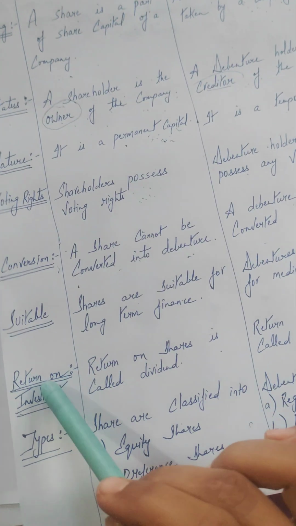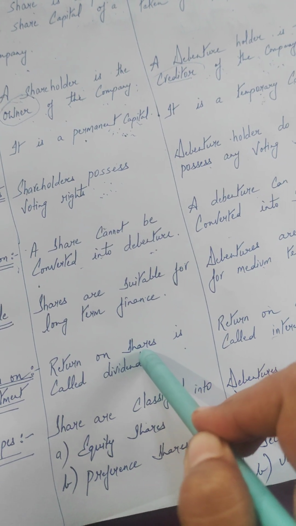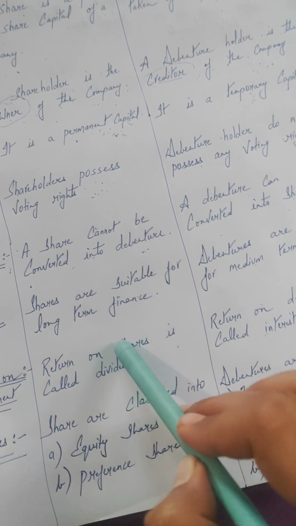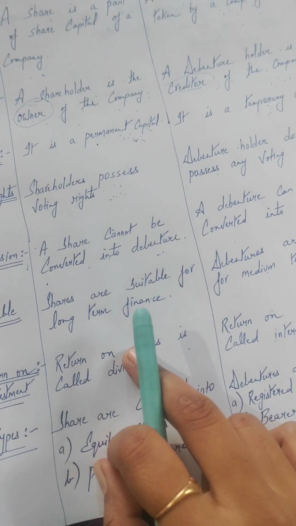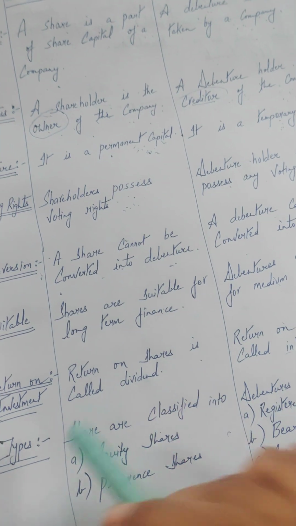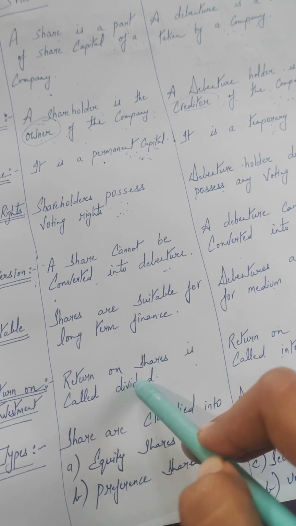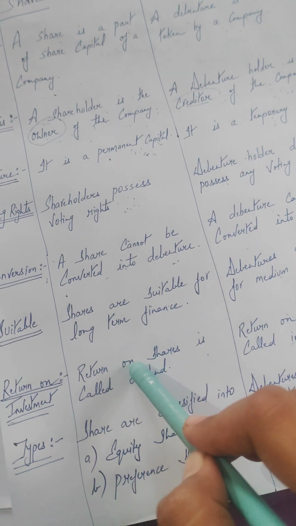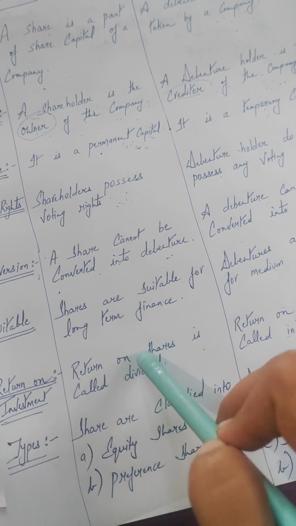Next is return on investment. Return on share is called dividend. Why? Because an equity shareholder receives dividend at a fluctuating rate, whereas a preference shareholder receives dividend at a fixed rate. In shares also two types are there. So I am telling you that return on share is called dividend, but in the form of dividend also, equity shareholders receive dividend at a fluctuating rate, but preference shareholders receive dividend at a fixed rate.